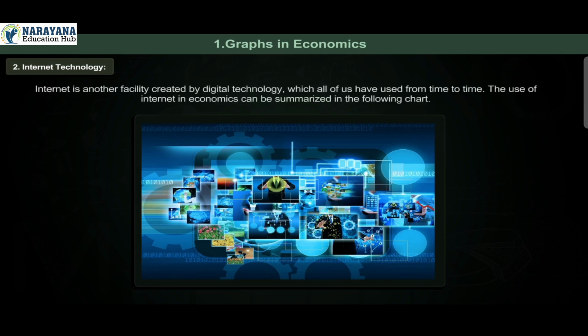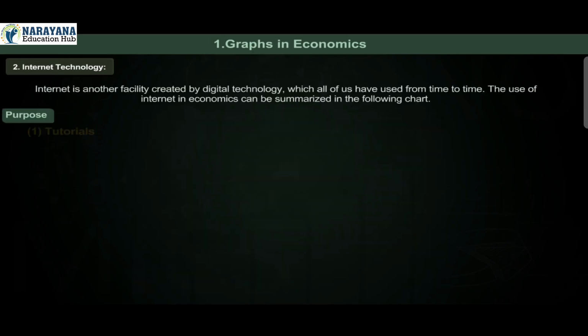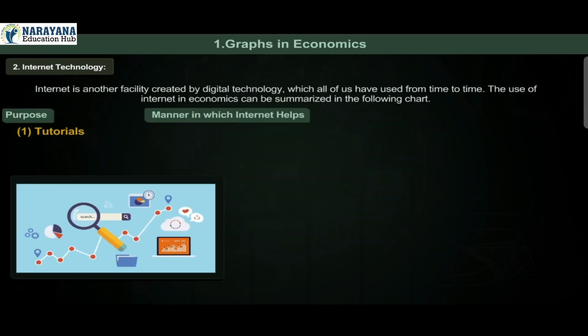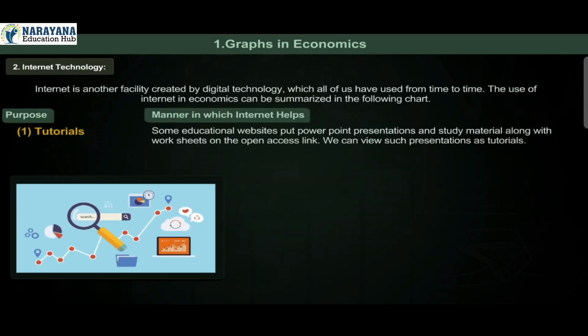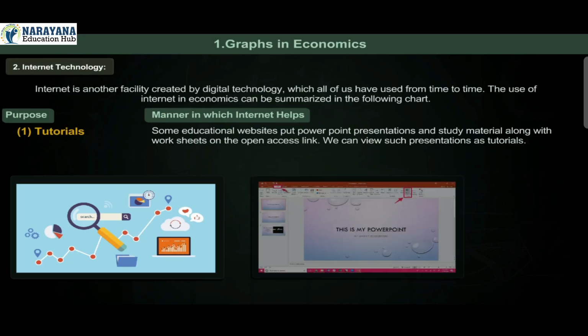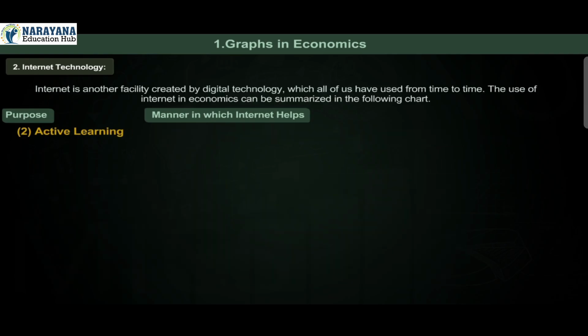Internet technology. Internet is another facility created by digital technology which all of us have used from time to time. The use of internet in economics can be summarized in the following chart. Purpose: 1. Tutorials. Manner in which internet helps: some educational websites put PowerPoint presentations and study material along with worksheets on the open access link. We can view such presentations as tutorials.